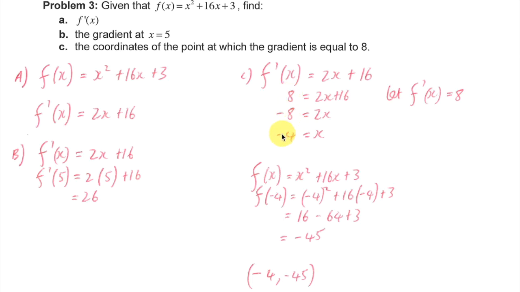I now take that found x equaling negative 4 and substitute it into the original rule to produce the y value equaling negative 45. So the point on the curve f of x equaling x squared plus 16x plus 3 that produces a gradient of 8 is the position negative 4, comma negative 45. X is negative 4, y is negative 45. At that point, the gradient, the steepness of the original curve, is equal to 8.